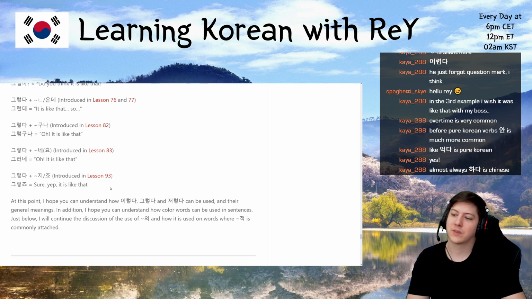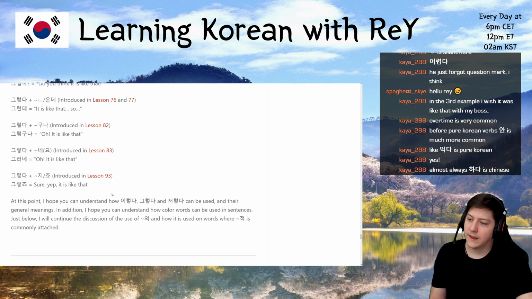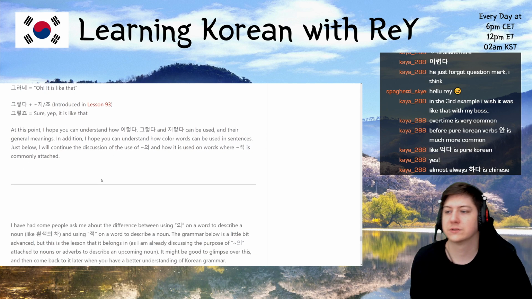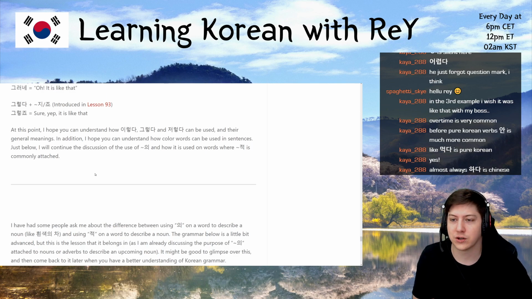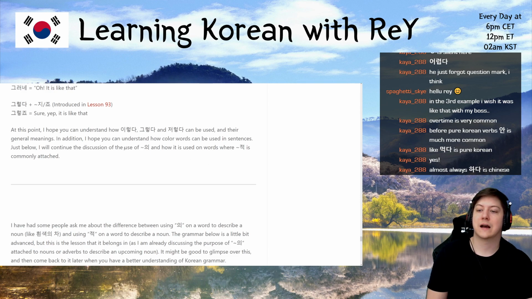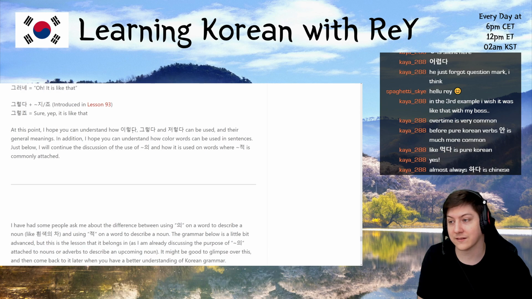Sure, yep. Okay. At this point, I hope you can understand how irota, kurota, and chorota can be used and their general meanings. In addition, I hope you can understand how color words are used in sentences. Just below, I will continue the discussion of the use of e and how it is used on words where jok is commonly attached. Okay.